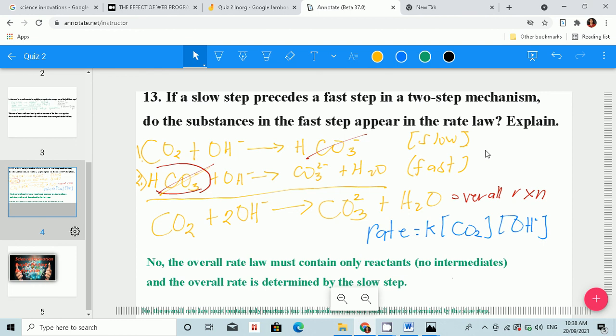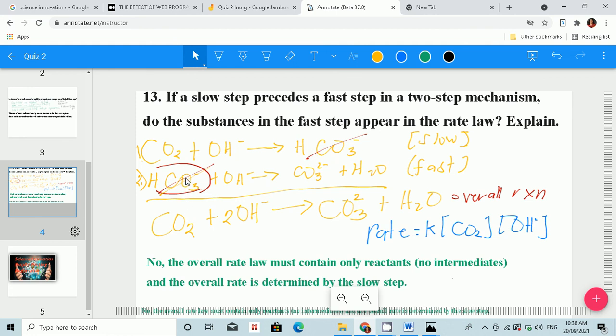So remember, the rate of reaction is determined by the slow step, not by the fast step reaction. So that's the reason we cannot see the substances in the fast reaction in the rate law, because in a fast reaction we have an intermediate. A fast reaction is composed of the intermediate, which is the product in the slow step.